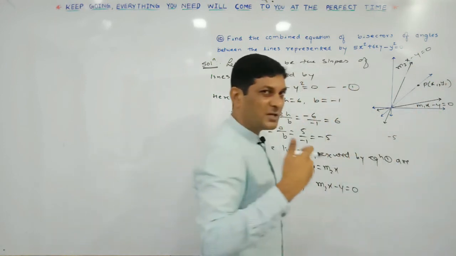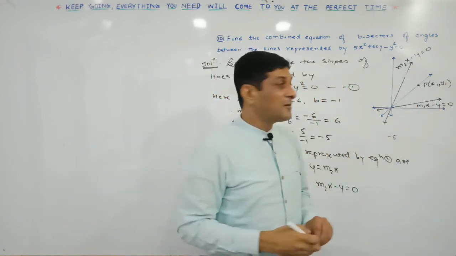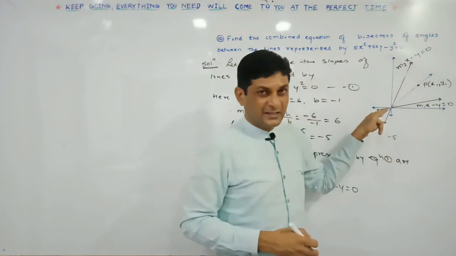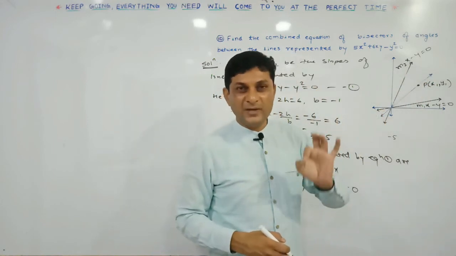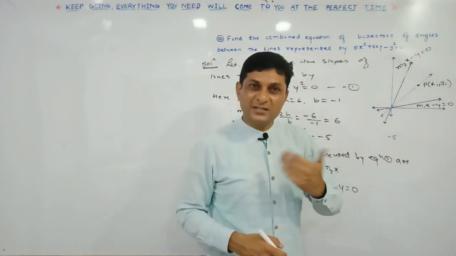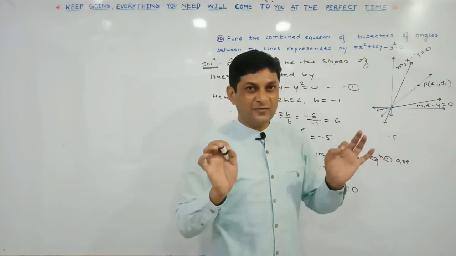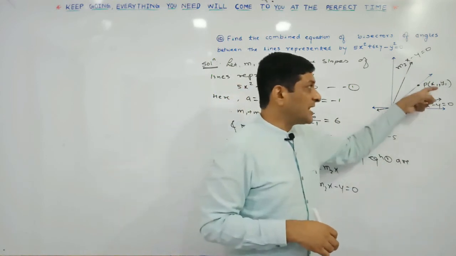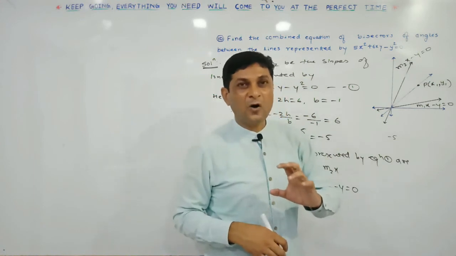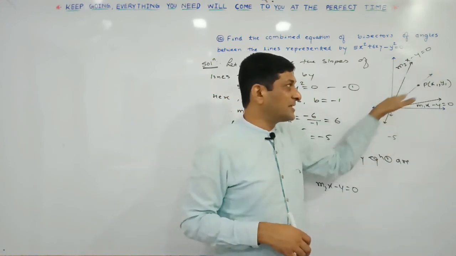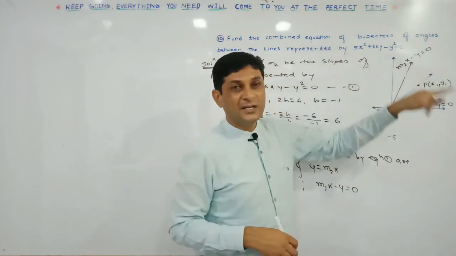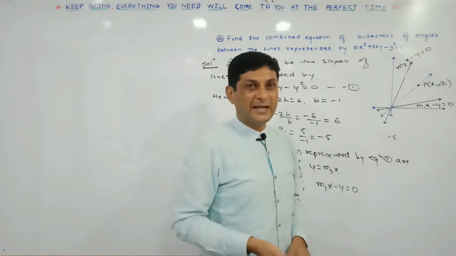Whatever may be the locus, required locus is there. Our required locus is what? Angle bisector. And to find out the equation of the angle bisector, first take a point on the angle bisector and find such an equation which is satisfied by the coordinates of a point on our locus, and our locus is nothing but what? The equation of the angle bisector.